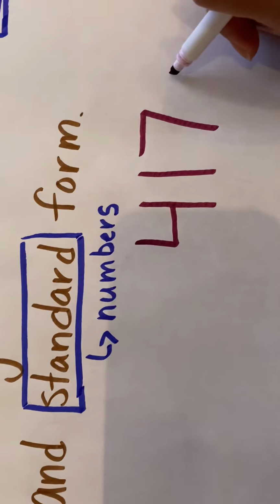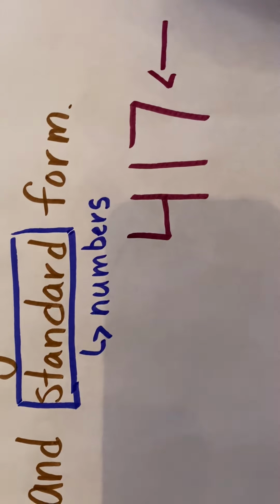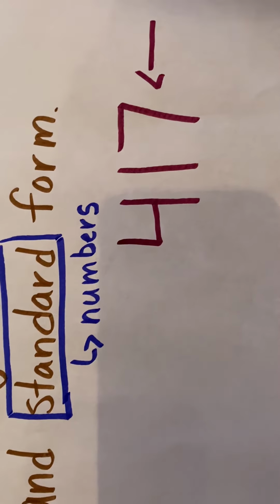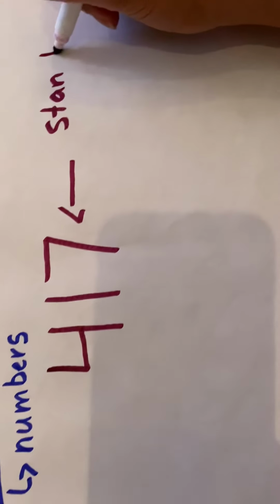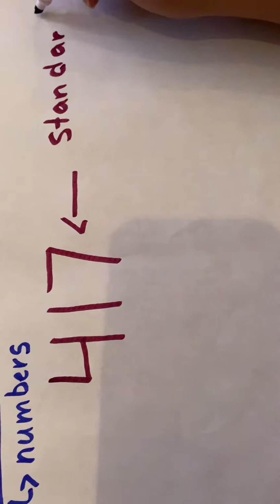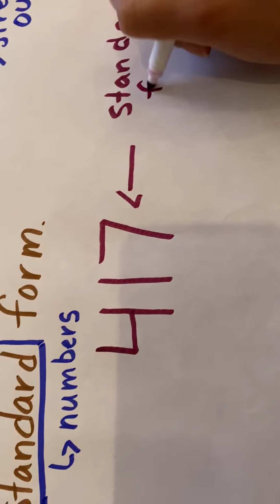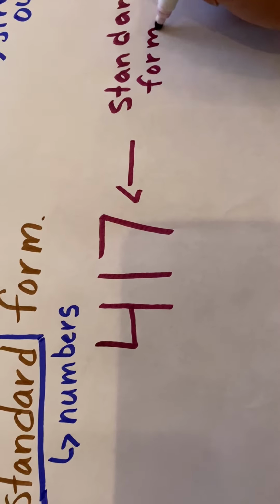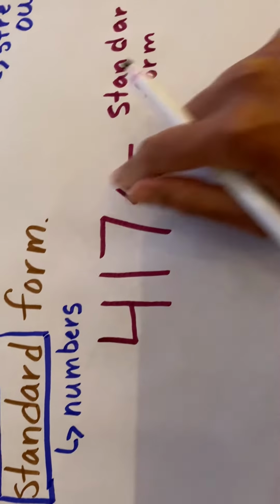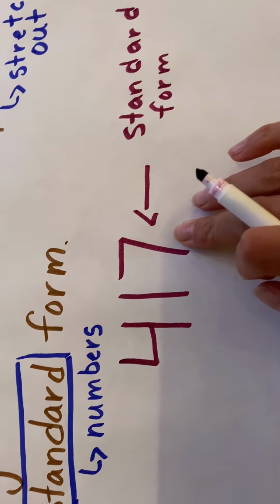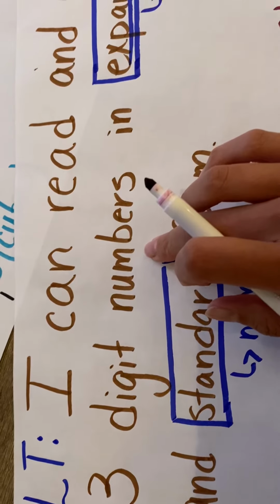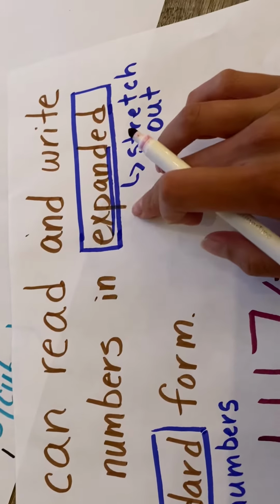I wrote this number in its standard form. When we talk about standard form, standard means the numbers exactly what it looks like. When you just write numbers like this, it's called standard form. Now looking back to our learning target, it also says expanded form, so let's write this number in expanded form.